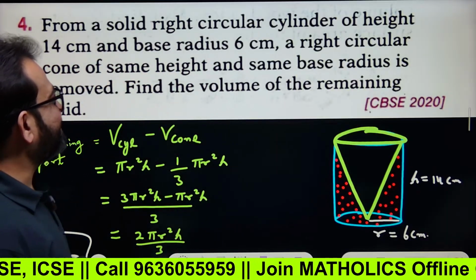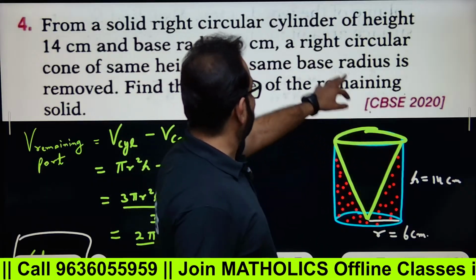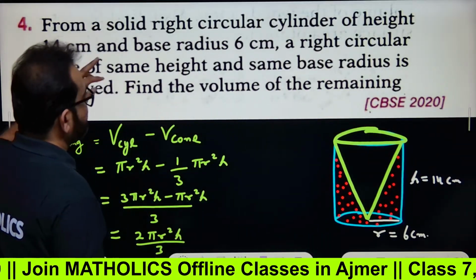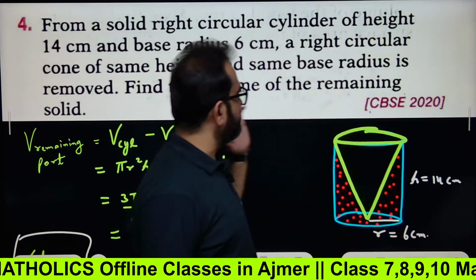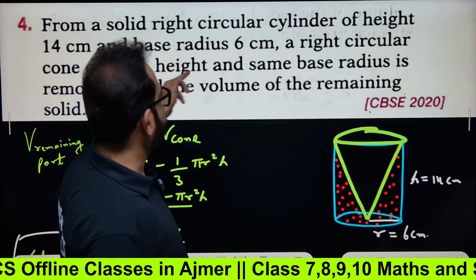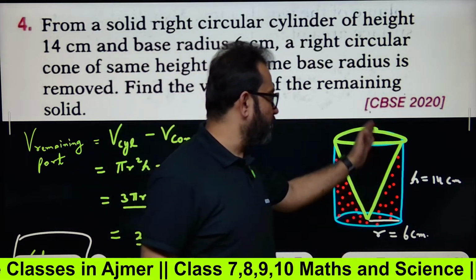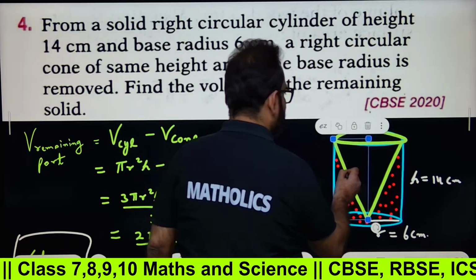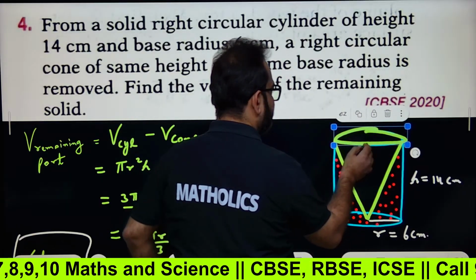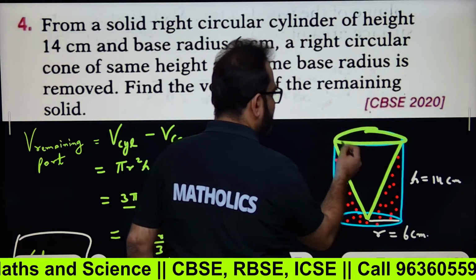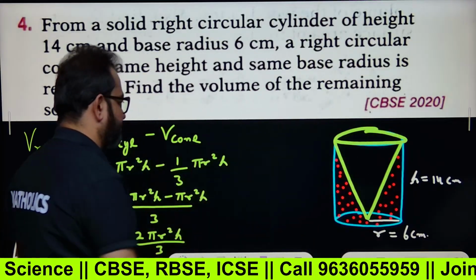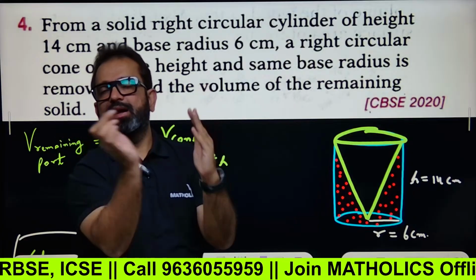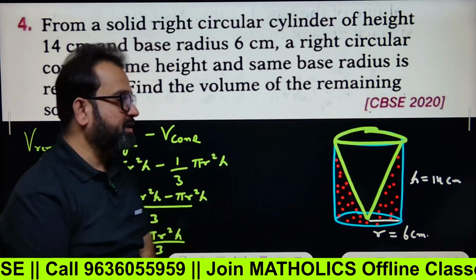From a solid right circular cylinder, this is the cylinder, of height 14 centimeter, this is height h equals 14 centimeter, and base radius 6 centimeter. A right circular cone of same height and same base is removed. That means this is the cone and this is removed out of this. This complete green part is removed. So what will be left? There will be a cylinder with the curved surface already made and the upper top will be open. Yes or no? Tell me in the comments.